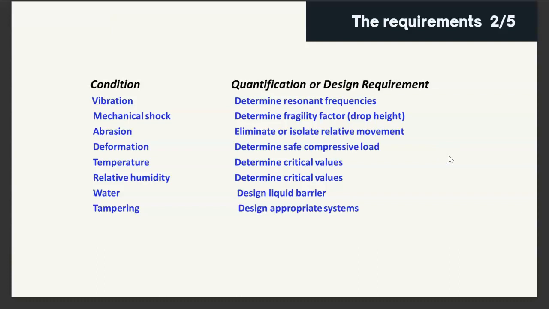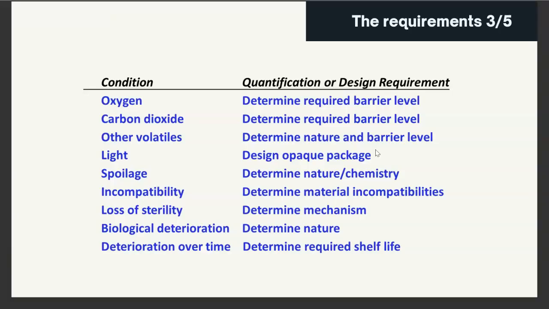Okay, these are the examples of the requirements that we have to refer to in terms of the physical condition, like vibrations, mechanical shock, abrasion, deformation, temperature, relative humidity, water, and tampering. So apparently we have special or specific design requirements that we have to refer to. For the vibration, we have to determine the resonant frequency. For example, for the deformations of the product, we have to determine the safe compressive load and many others.